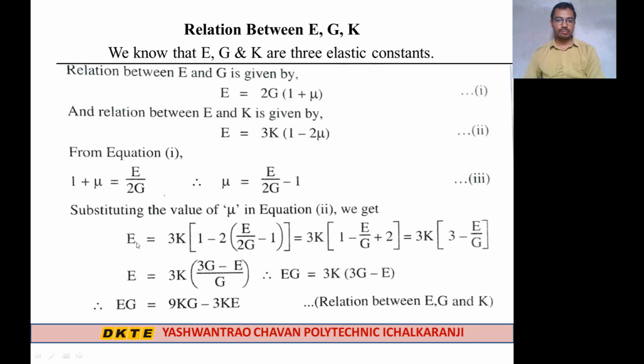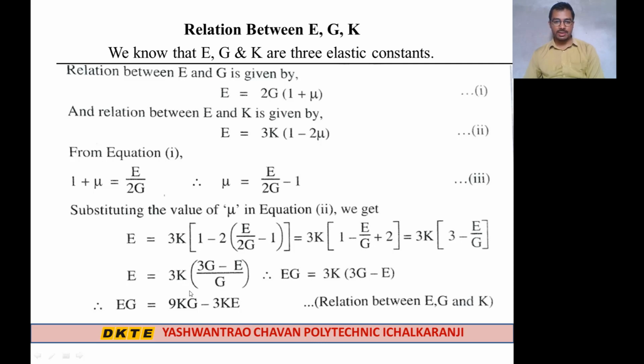E is equal to 3K as it is, and 1 minus 2 mu, means 2 into bracket E upon 2G minus 1. 3K as it is, 1 minus, these two get cancelled, E upon G, minus minus gets plus, plus 2, means this 2 and plus 1 is equal to 3 minus E upon G. E is equal to 3K, cross multiplication is done here, 3G minus E divided by G.